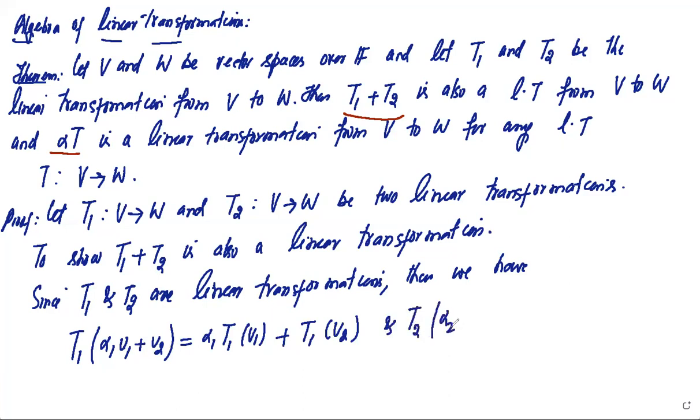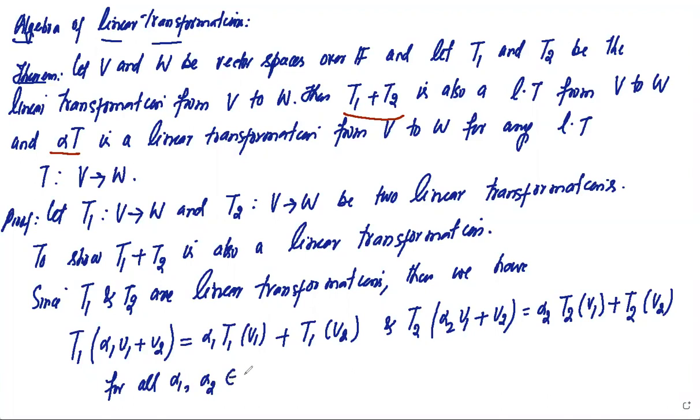Suppose we choose some different scalar, or not necessarily different. Let's be more general: alpha 1, alpha 2 may be equal or they may be different. Now for any vectors V1 and V2, T2 of alpha 2 V1 plus V2 should be equal to alpha 2 T2 of V1 plus T2 of V2. And this should happen for all alpha 1, alpha 2 belonging to the scalar field F and V1, V2 belonging to the vector space V. This is what we mean by saying that T1 and T2 are linear transformations.